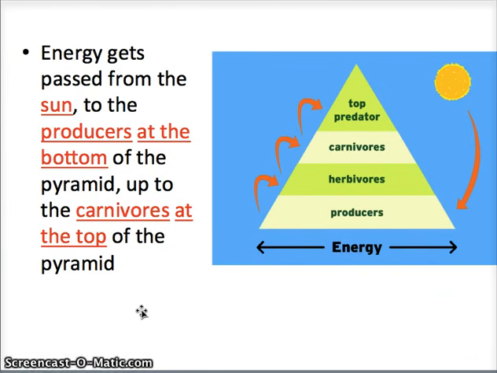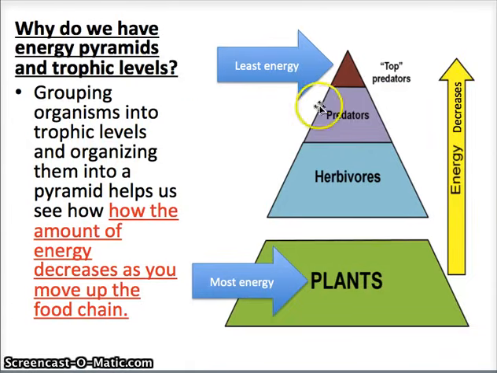All right. So here's how the energy pyramid works. Energy gets passed from the sun to the producers at the bottom. The producers will pass it to the herbivores, who will pass it to the carnivores, and the carnivores will pass it to the top predator. That's how energy flows through an energy pyramid, and that's how it represents the energy.